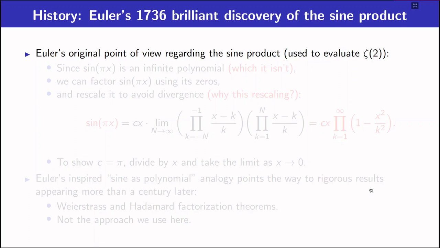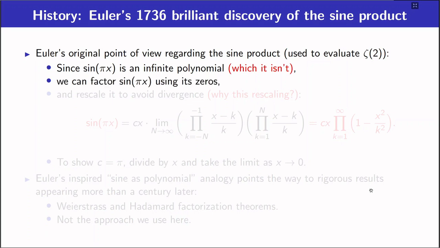Now for some history. This slide discusses Euler's original and brilliant discovery of the sine product. From a modern mathematical perspective, this argument is bonkers, but it's notable for its creativity and foresight. Euler's original point of view on the product was to use it to evaluate zeta of 2. So here goes. Sine of pi x is an infinite polynomial, which of course it isn't. So we factor sine of pi x using its zeros, which we can't do because sine isn't a polynomial. Then we rescale it to avoid divergence. But why this choice of rescaling?